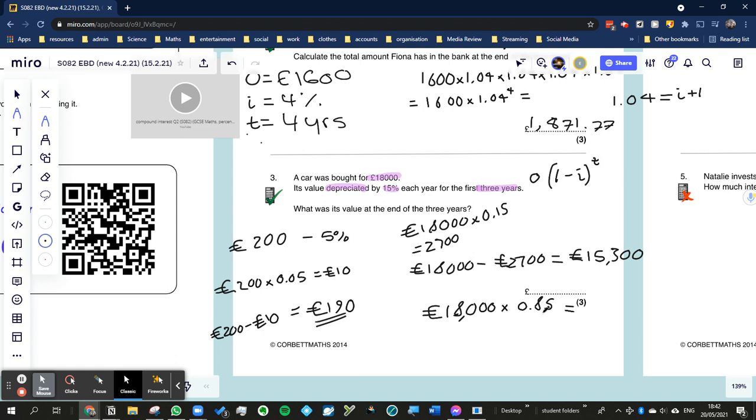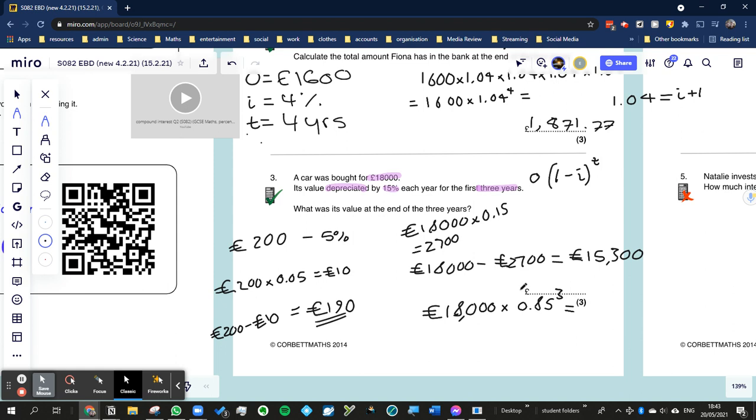Let's just try that out. 18,000 times 0.85. 15,300. Yeah. So now we can see that, and then we're going to repeat the process, right? So we're going to do it to the power of 3. So in this case, the answer to this question is going to be 18,000 times 0.85 to the power of 3.